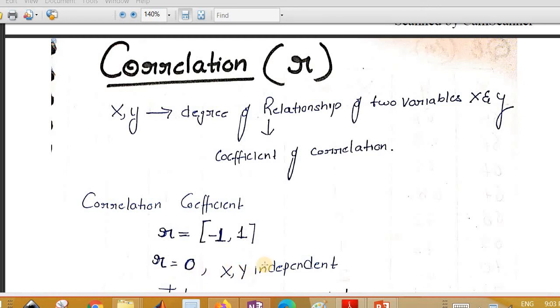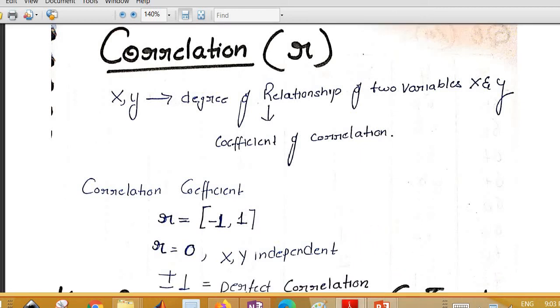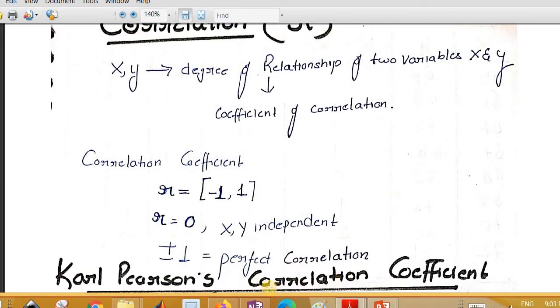If you get R equal to 0, then it indicates there is no correlation between x and y, or we can say x and y are independent. If we have a positive value, then we say it is perfectly correlated. If it is -1, then we say it is negatively correlated, or x and y are independent.